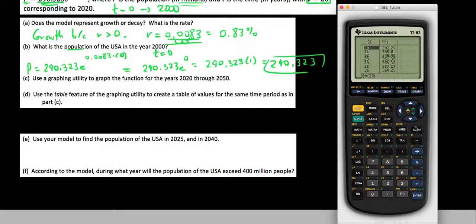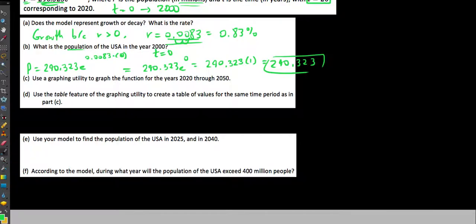But you can see that for 2020 through 2050, I could simply scroll down here from the years 20 to 50 to represent the years 2020 through 2050, and I would have a good idea of what our population is doing within this time period. So for parts E and F, we're going to use our model. It says use your model to find the population of the USA in 2025 and in 2040.